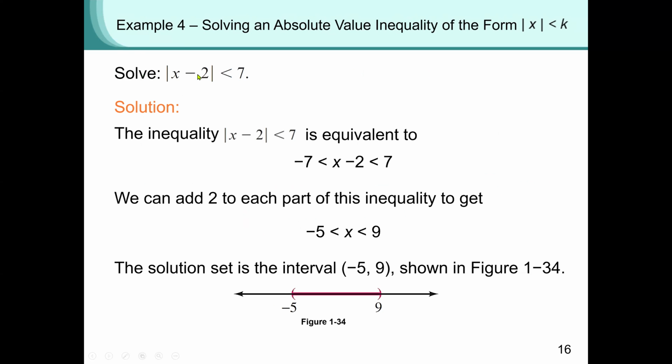So again, this is the example. 7 is a positive value, so we can rewrite it as x minus 2 less than 7, and x minus 2 is greater than negative 7. That's what the rule said, and that's what we did to solve the value of x.